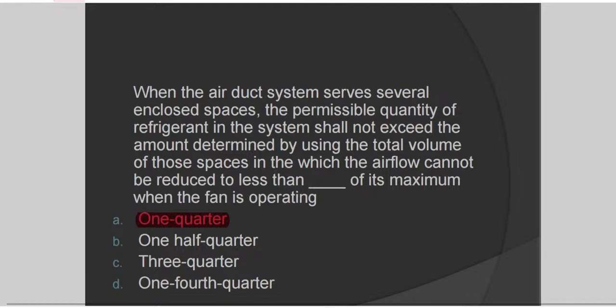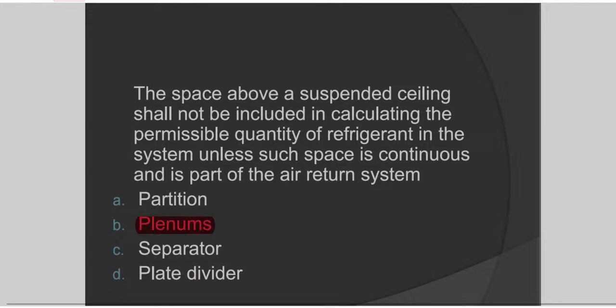When the air duct system serves several enclosed spaces, the permissible quantity of refrigerant in the system shall not exceed the amount determined by using the total volume of those spaces in which the airflow cannot be reduced to less than what fraction of its maximum when the fan is operating? A. 1/4. B. 1/2. C. 1/4. D. 3/4. The space above a suspended ceiling shall not be included in calculating the permissible quantity of refrigerant in the system unless such space is continuous and is part of the air return system. A. Partition. B. Plenum. C. Separator. D. Plate divider.